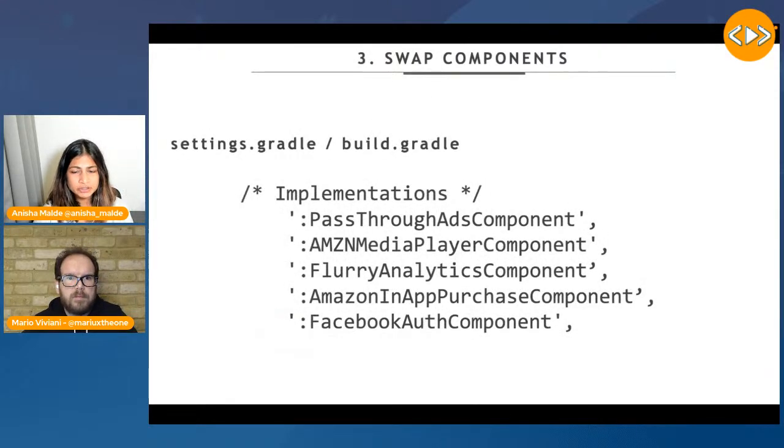So again, as mentioned, Fire Builder is built as a plug and play template, so you can easily swap components to customize your app's functionality. For example, if you have a Facebook authentication component in your Gradle, like you can see here, you can swap it out for your login with Amazon component really easily by just changing this one line of code.